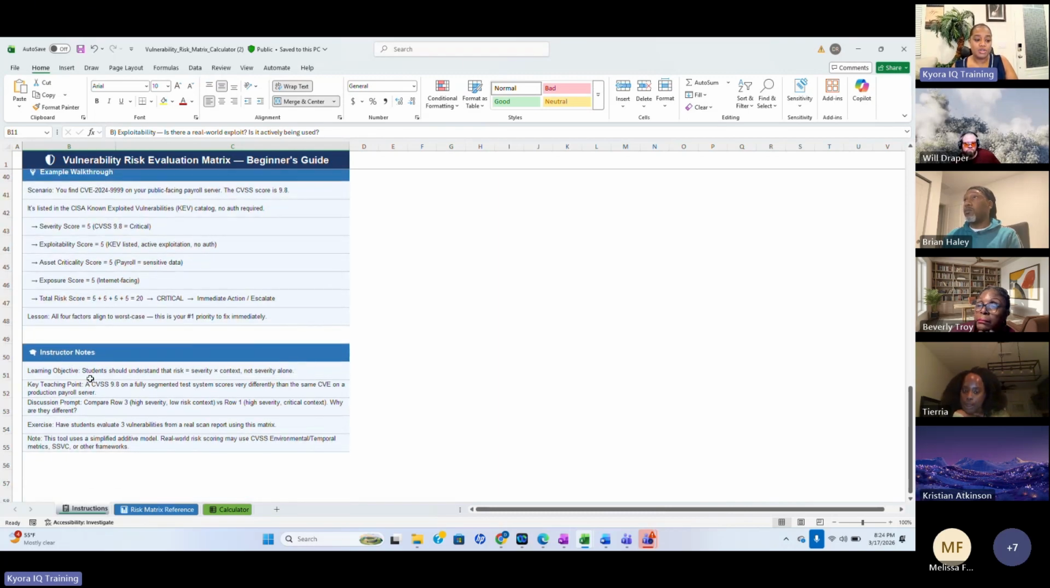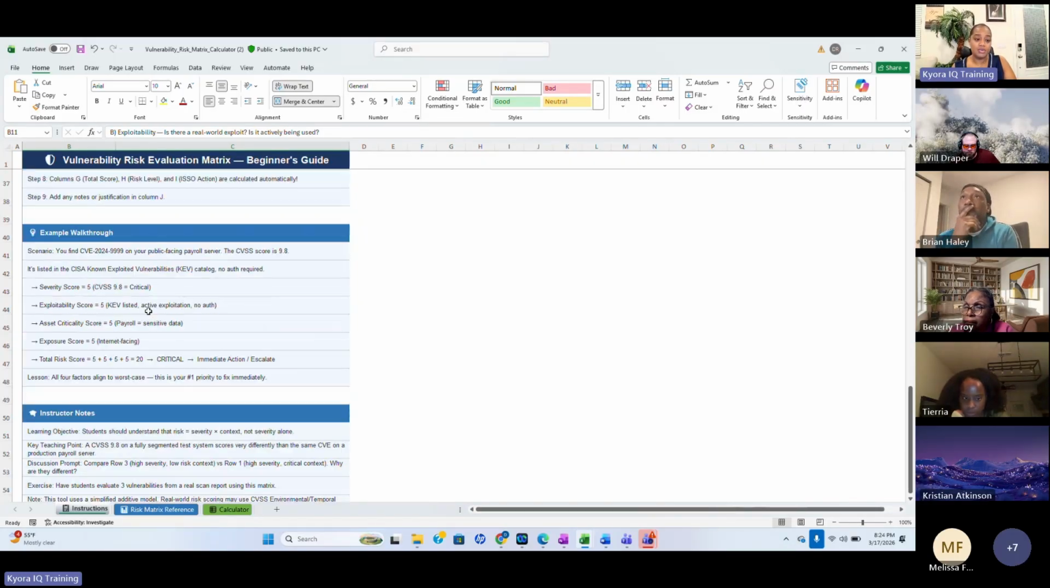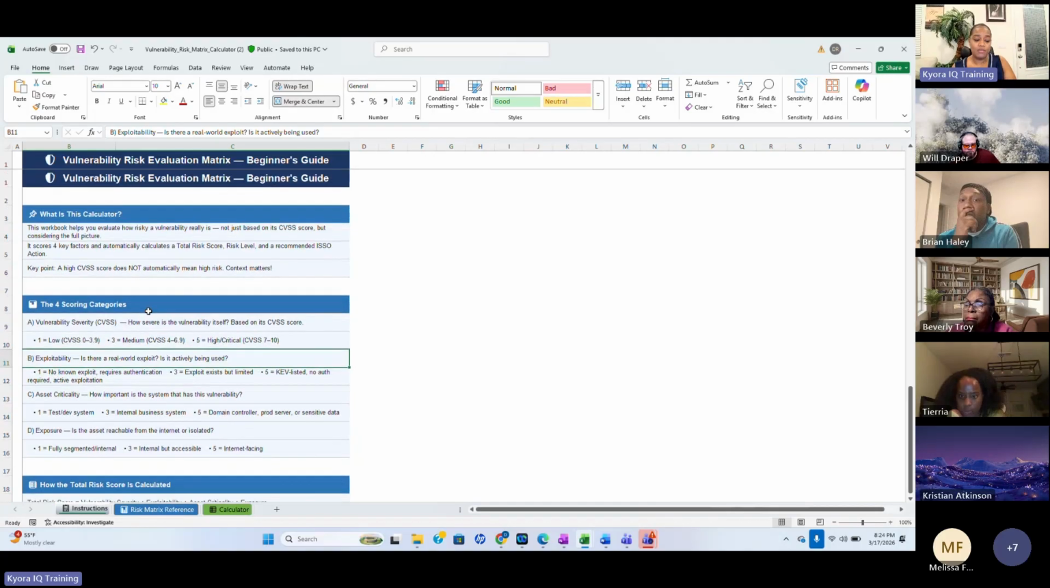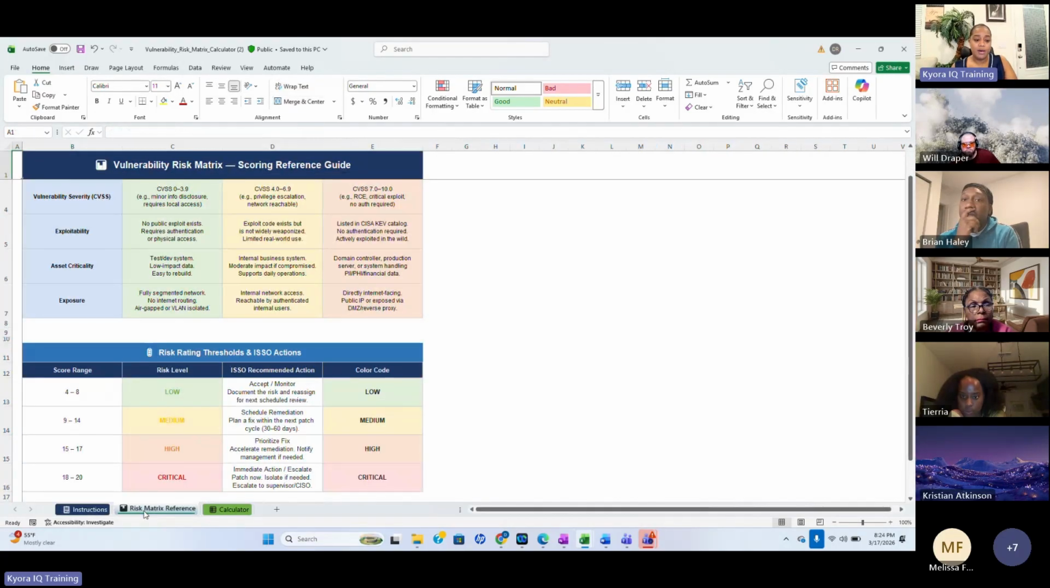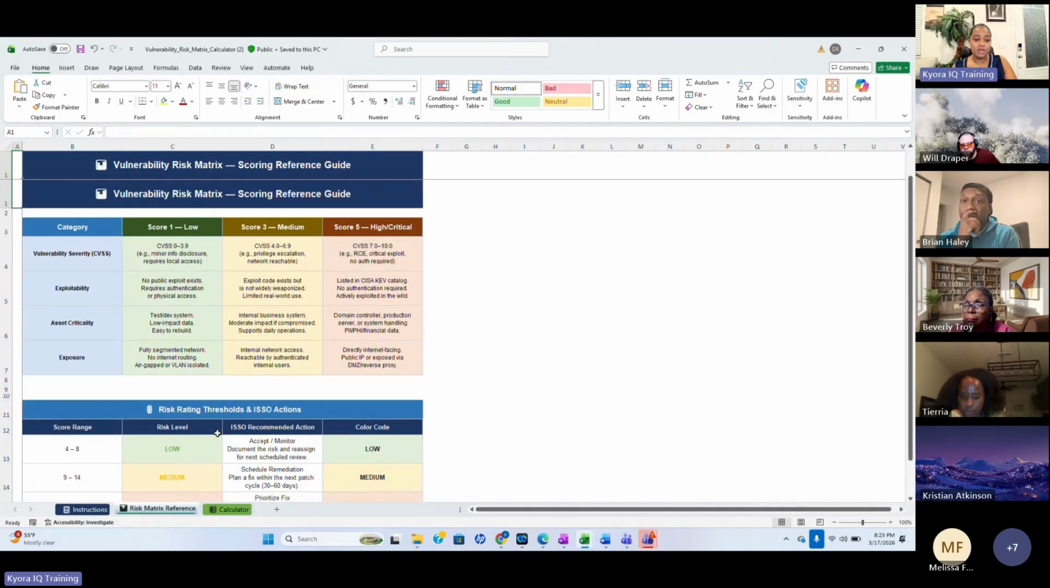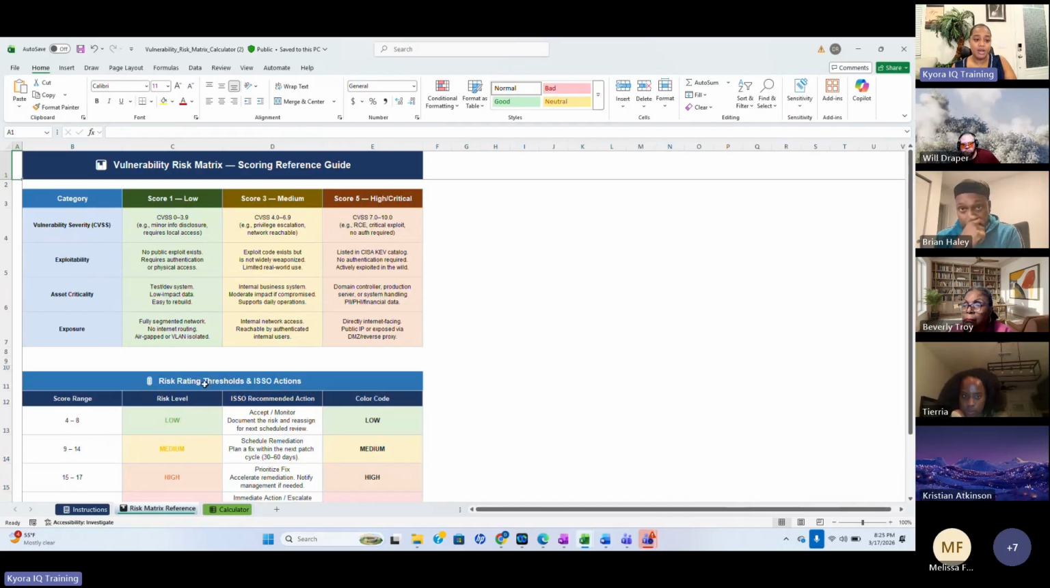And then I just have some instructor notes for you, learning objectives. Students should understand risk as severity plus context, not severity alone, along with key teaching points and things like that. So it's all here in your workbook, what we're covering today. And then we have your risk matrix on the second tab.